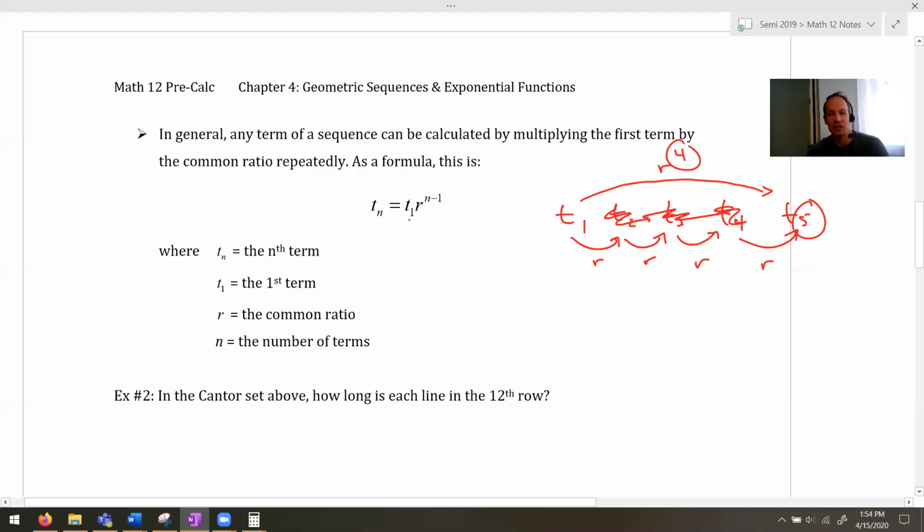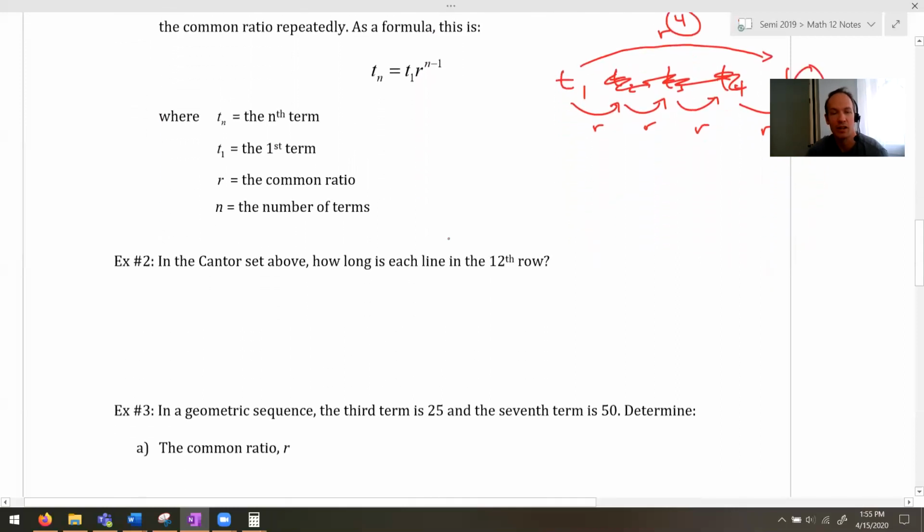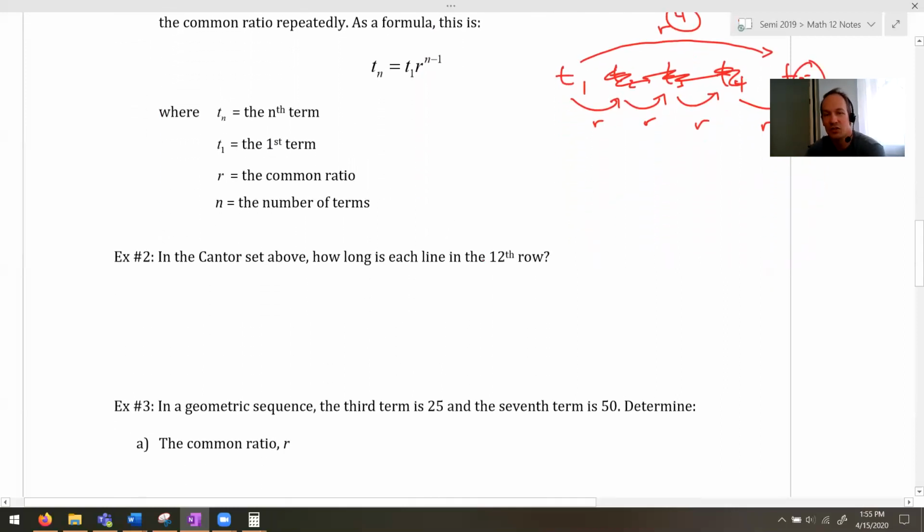It's just simply saying, let's take the first term, let's multiply it by something a bunch of times, and it just has to be one time less than whatever term I want. So in the Cantor set above, how long is each line in the 12th row? You could do this. You can say that, well, the first row is 1, the next row is 1/3, then a ninth, then 1 over 27, so on, right? 1 over 81, and then the numbers get hard. So what math's going to allow us to do here is it's going to allow us to not have to go through and calculate every single thing. We can shortcut it.